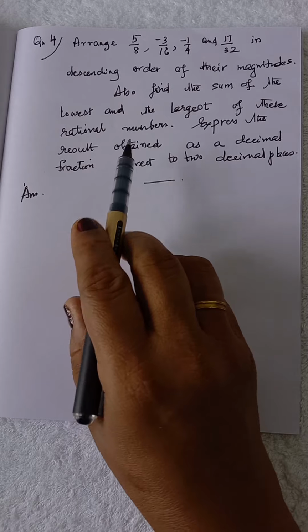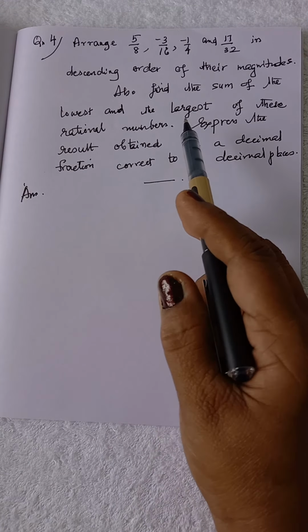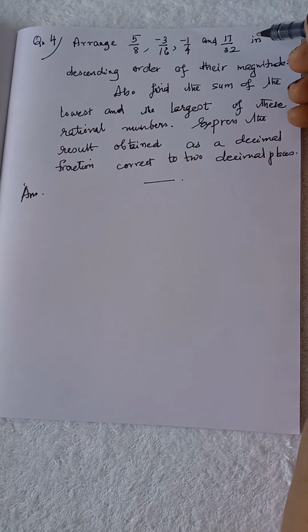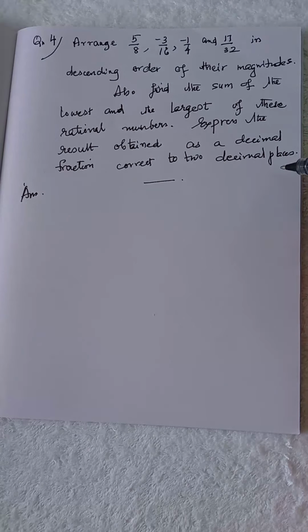So the fourth question is arrange 5 by 8, minus 3 by 16, minus 1 by 4 and 17 by 32 in descending order of their magnitudes. Also find the sum of the lowest and the largest of these rational numbers. Express the result obtained as a decimal fraction corrected to decimal places.